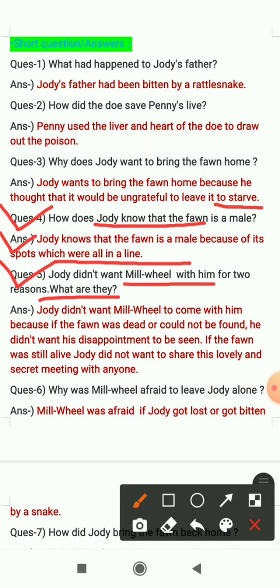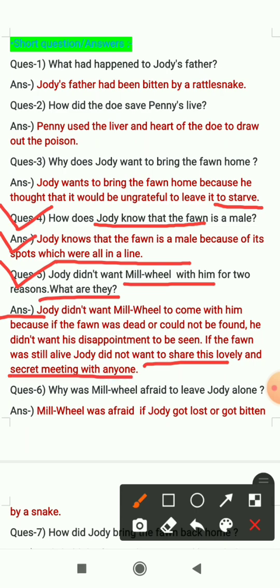Let's see. Jody didn't want Millville to come with him because if the fawn was dead or could not be found, he didn't want his disappointment to be seen. If the fawn was still alive, Jody did not want to share this lovely and secret meeting with anyone.